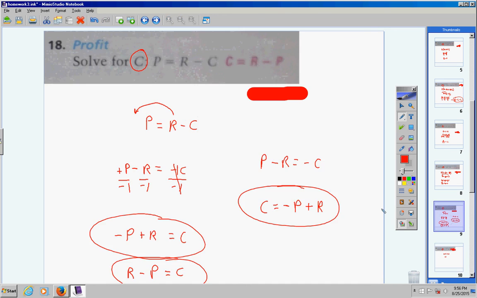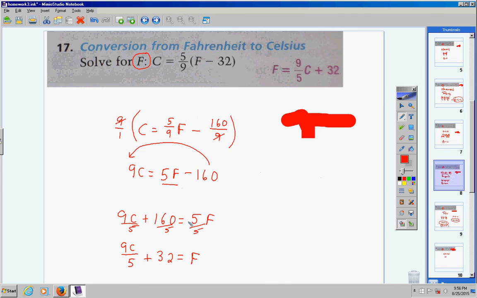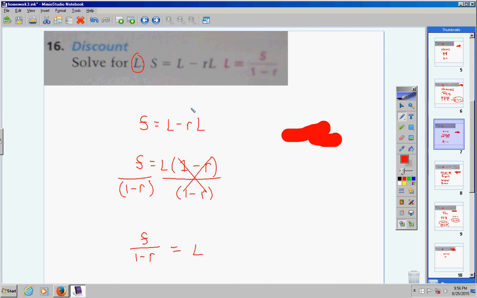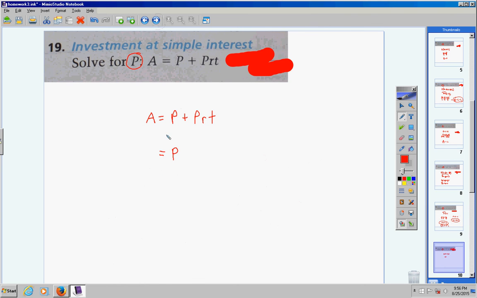Back here in the last problem, when we divided, we had one term with a C. Here, when we divided right here, we had one term with an F, one term right here. Here, when we divided right here, we had two terms with an L, so we had to factor first, okay? So, pull out a P, and here's what we're left with. P times blank would give you P. Well, P times 1. P times blank would give you PRT. Well, that would be RT, because P times RT is PRT.